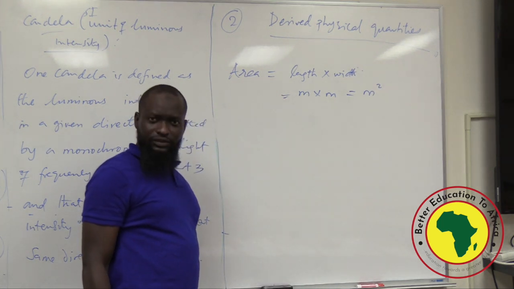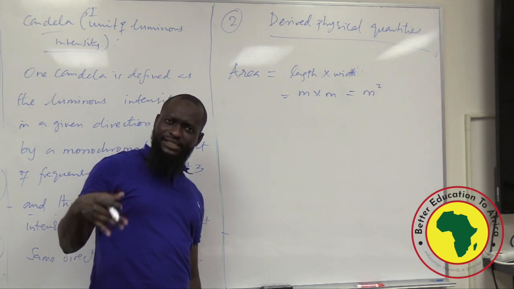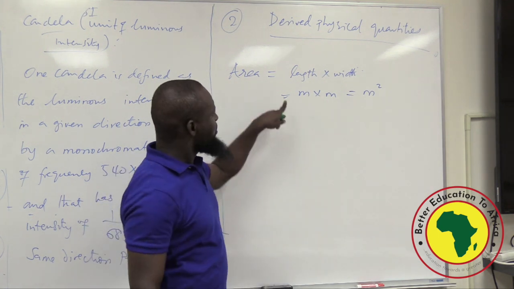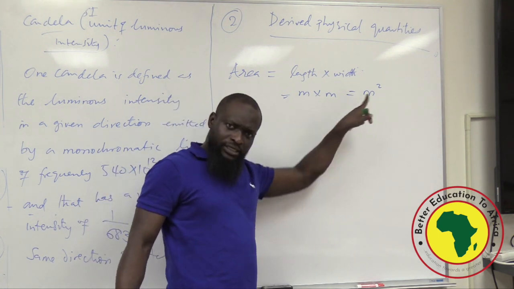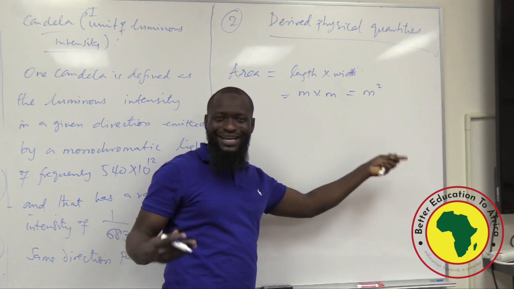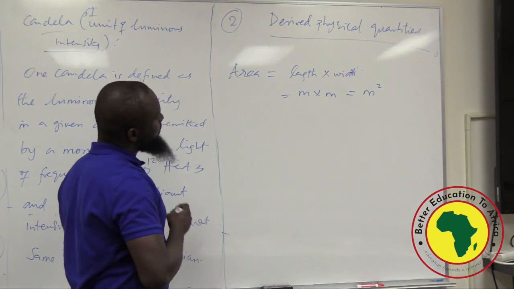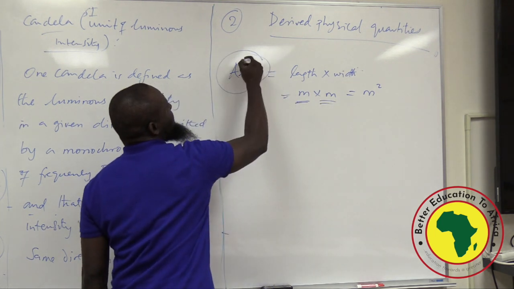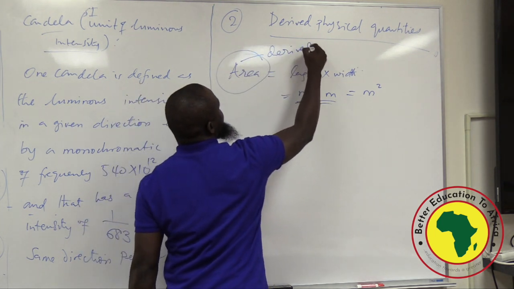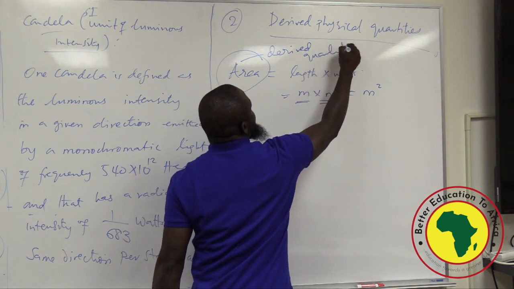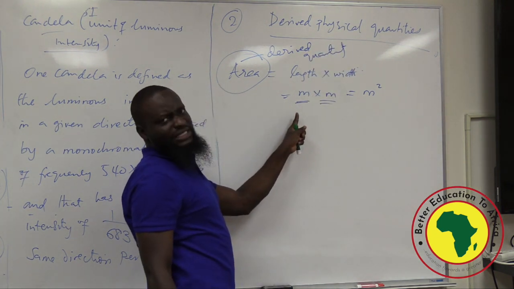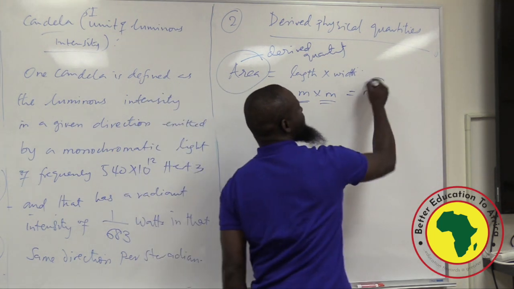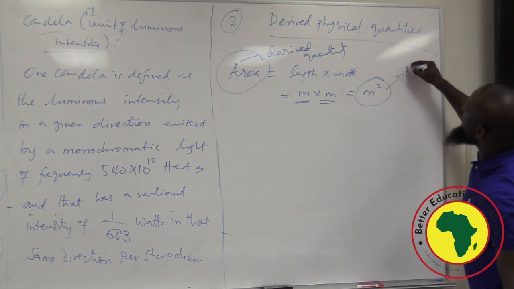I forgot to tell you, I have an accent from Nigeria, so please bear with me. That is why I try to write most things on the board. Meters times meters, meters squared. It's a multiple of length, so area is a derived quantity derived from the fundamental quantity length. A multiple of two lengths gives area, so the unit of area is meter squared. It is called the derived unit.